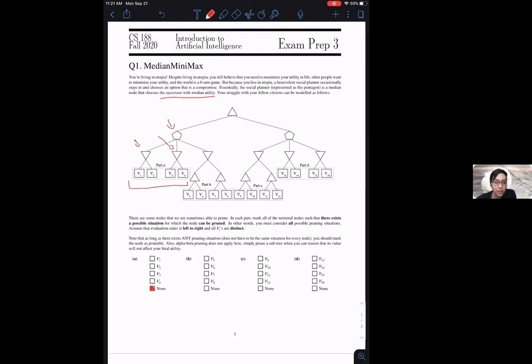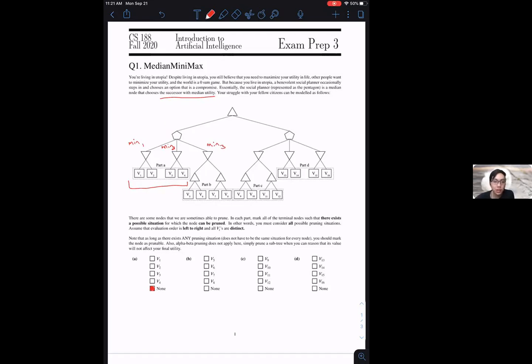All right, so let's consider part B. In part B, we have these 2 values right here, and we assume that we know their values because we determined that we can't prune them, so we have to look at them. So let's define min1 as the value of the first minimizer, min2 as the value of the second minimizer, and min3 as the value of the third minimizer.